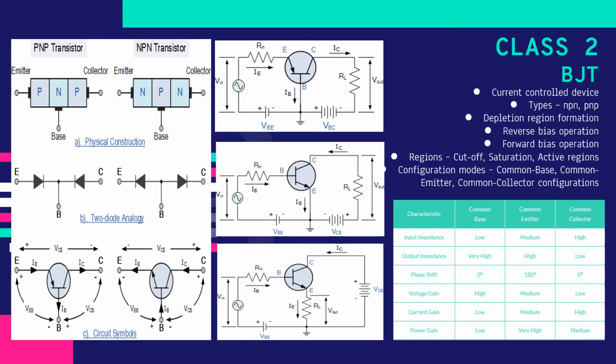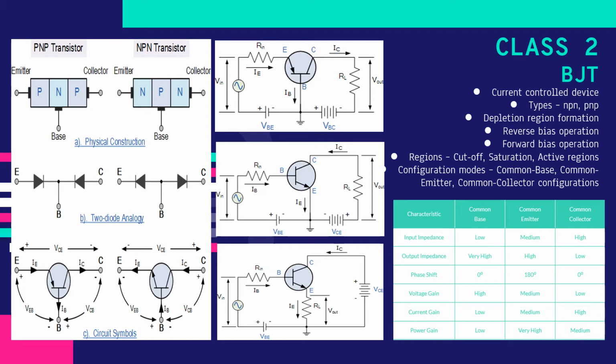Then we moved on to the working of the BJT and the regions of the BJT, that is the cutoff region, the saturation region, and the active region. In the cutoff region, you'll have both junctions, that is the emitter to base junction and the collector to base junction, in reverse bias. Therefore, no current flows through the device. It will be in off state and operates like an open switch.